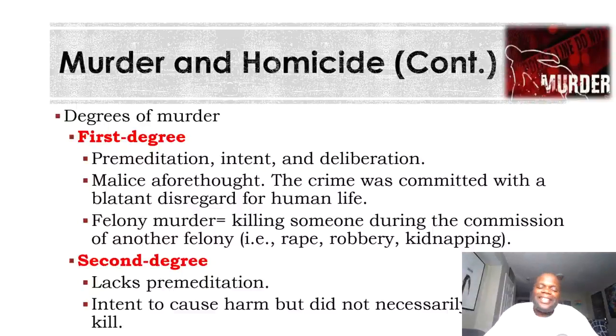Then we have second degree murder. This lacks premeditation. There was an intent to cause harm, but did not necessarily plan to kill. You beat somebody so badly that they died. You're probably getting second degree murder because you didn't intend to kill them. A court of law can typically discern whether or not you intended to kill them, but in the course of you beating them and beating them and beating them, a reasonable person had to assume eventually, due to the significant blows they're taking or the stabs or whatever they're taking, they're eventually going to die. So that's why it's second degree murder.